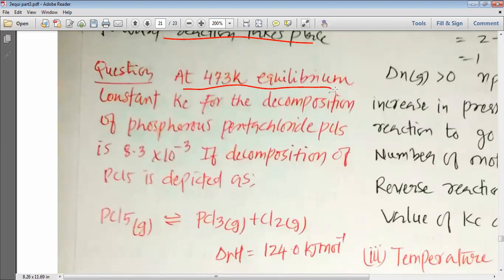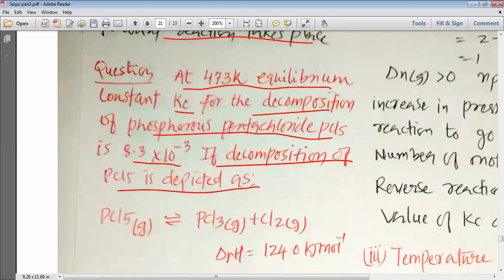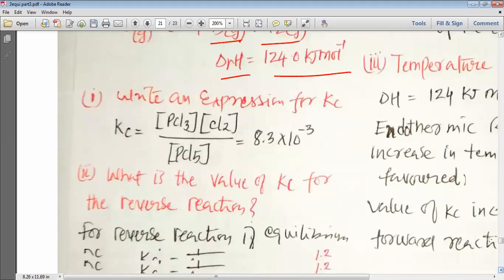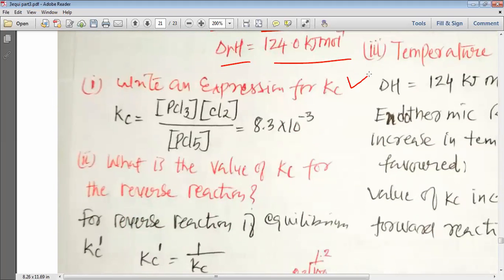At 473 Kelvin temperature, the equilibrium constant Kc for the decomposition of phosphorus pentachloride PCl5 is 8.3 into 10 to the power minus 3. If the decomposition of PCl5 is depicted as PCl5 that gives PCl3 plus Cl2 gas, the enthalpy of reaction is equal to 120.4 kilojoule per mole. Now what do we need to do? Write the expression for Kc.